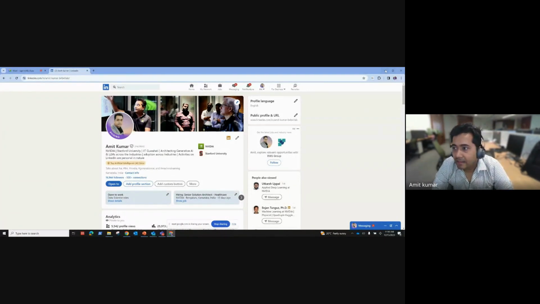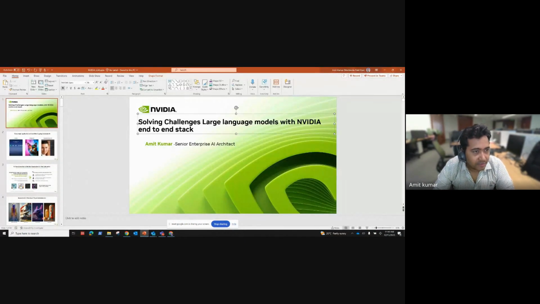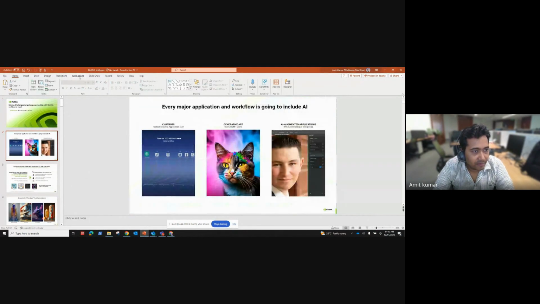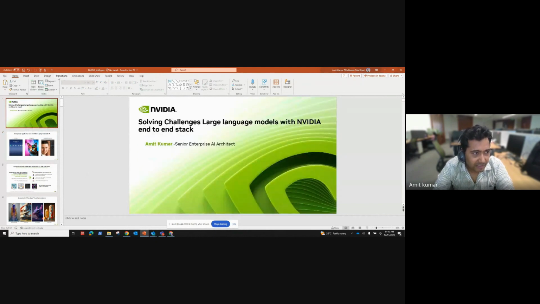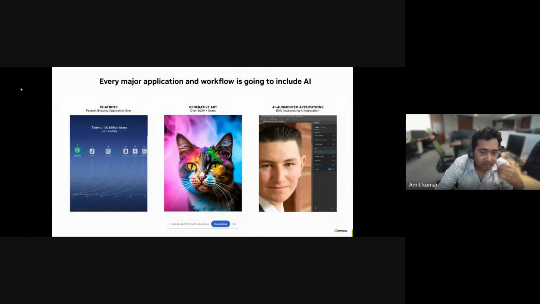So I'll start with the topic I mentioned: how we can solve the problems of LLMs, and what NVIDIA offers especially. I'm not going to talk in general about what the advantages of LLMs are. We all know that, and I'll touch on it briefly, and I'll also talk about how we can solve these problems.